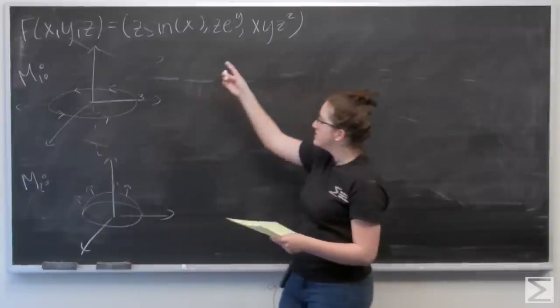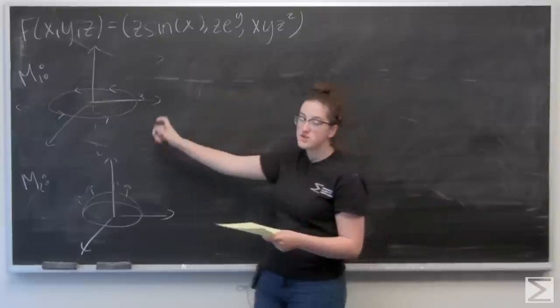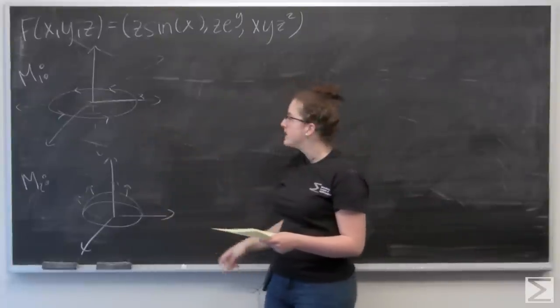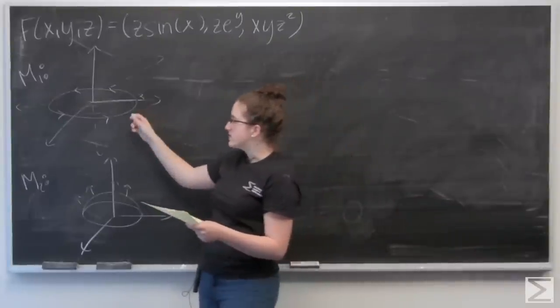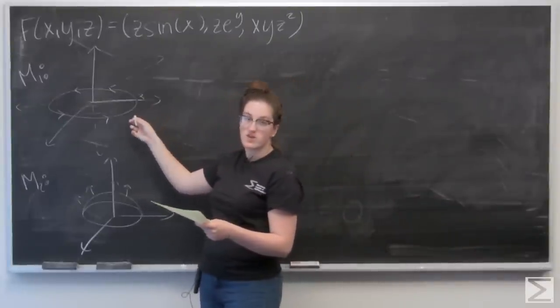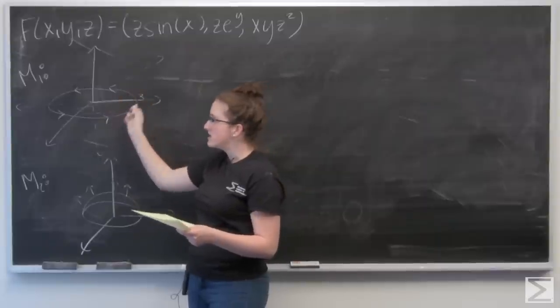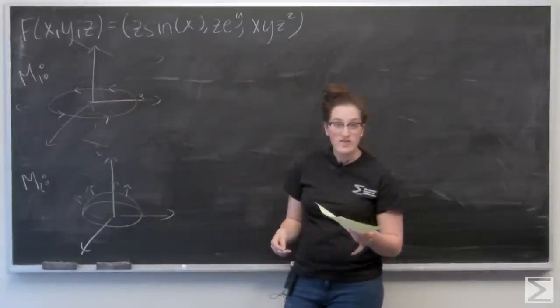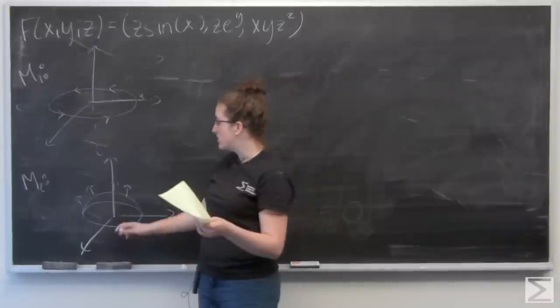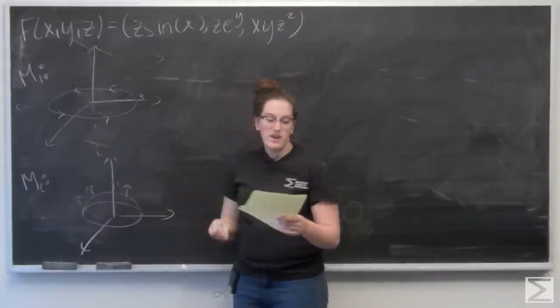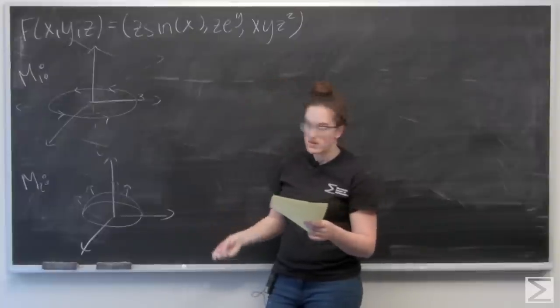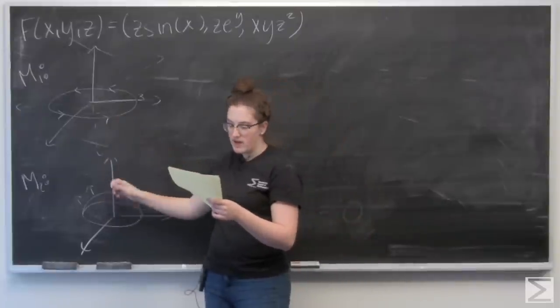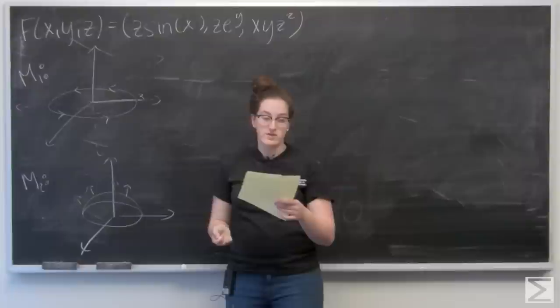Problem, I'm given a vector field f of x, y, and z and two surfaces m1 and m2. m1 is the circle at z equals 0, centered at the origin with a radius 3, oriented counterclockwise and upwards. And then m2 is this half hemisphere of radius 3, centered at the origin, oriented upwards. And by Stokes' theorem, the flux integrals of the curl of f over these two oriented surfaces are the same.